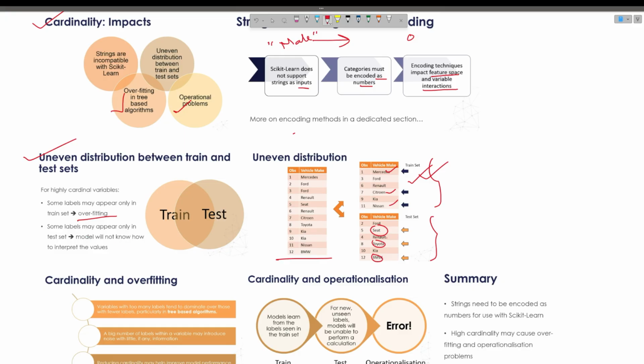So when some labels only appear in the test dataset but are not in the trained dataset, the model will not know how to interpret those values, specifically say Toyota and BMW. So the model learned for other values, but when you say, hey, tell me the value for this, it will say, I don't know, because I was not trained on this data, right? So interesting. This is the importance.